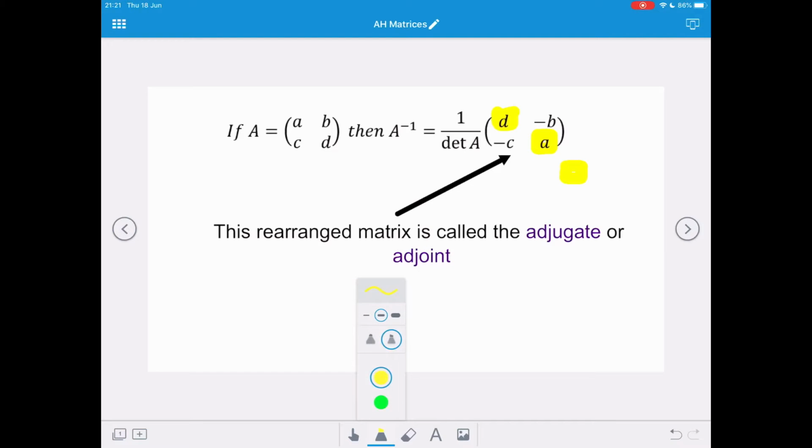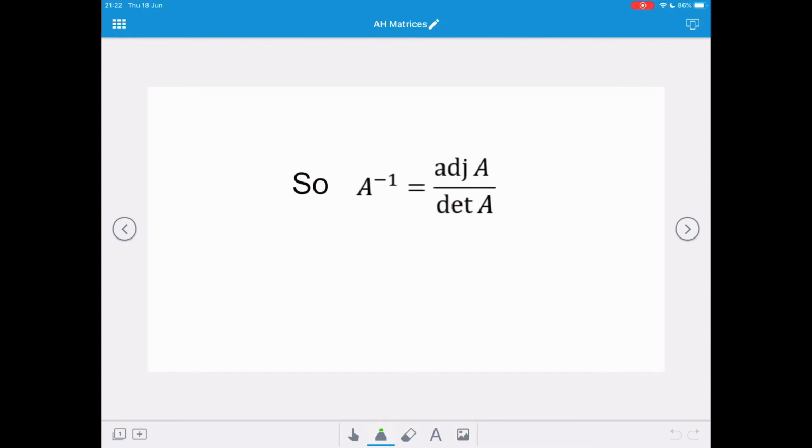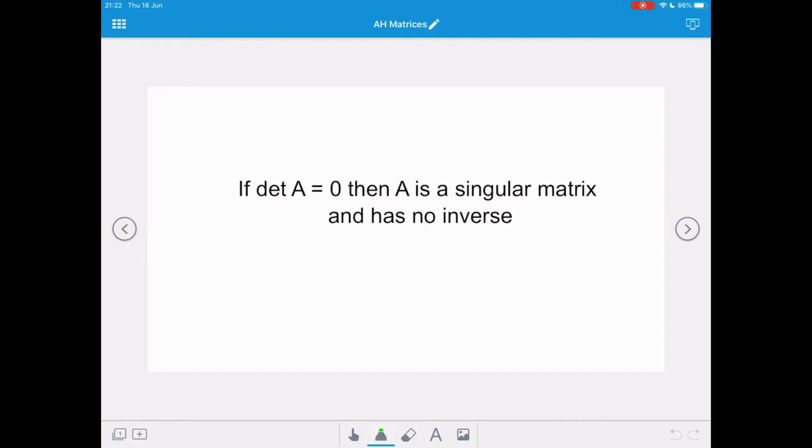So we now have D in position A11 and A in position A22. And then we're going to change the signs on our B and C so that we now have -B in position A12 and we have -C in position A21. So the formula for the inverse matrix of A is the adjugate of A divided by the determinant of A. So if the determinant of A equals 0, then A is a singular matrix and it doesn't have an inverse.